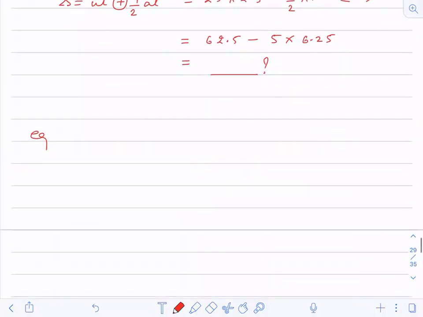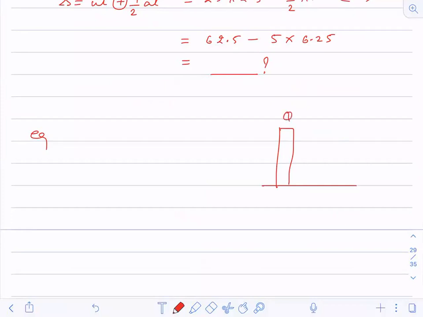Now what you are doing? A boy is standing on a building and he drops this ball. He releases the ball, so the velocity is 0 because he is just releasing the ball. The height of the tower is 100 meters.